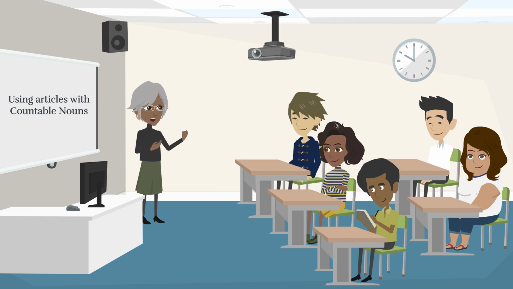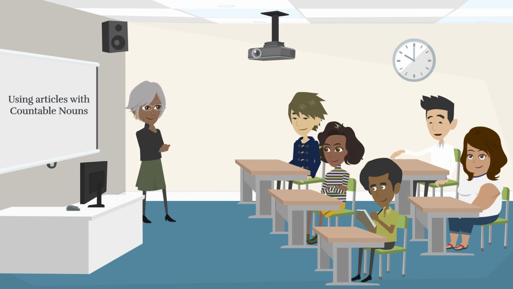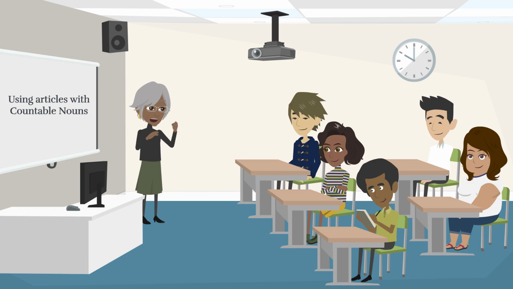Question 2. When do we use the definite article the with countable nouns? We use them with specific countable nouns. Perfect. The is used with specific countable nouns, indicating that it is a particular noun that both the speaker and listener are aware of. Question 3.